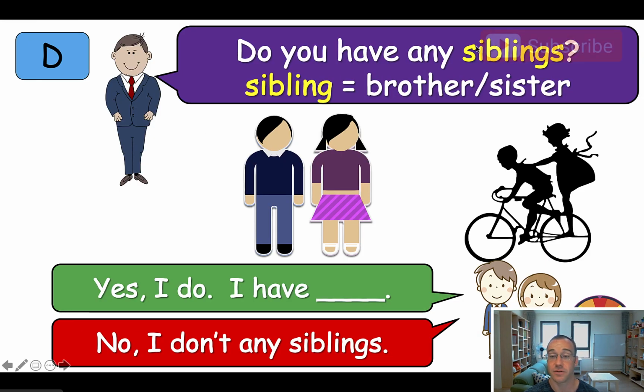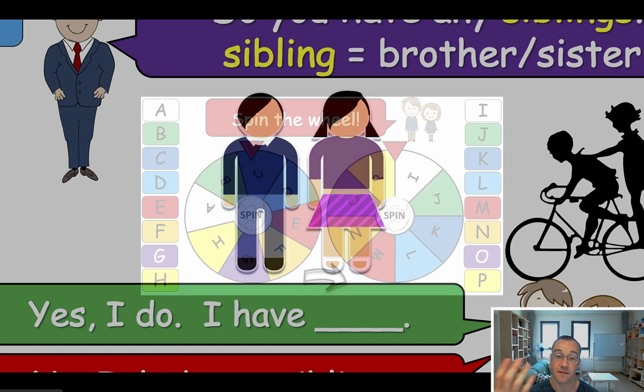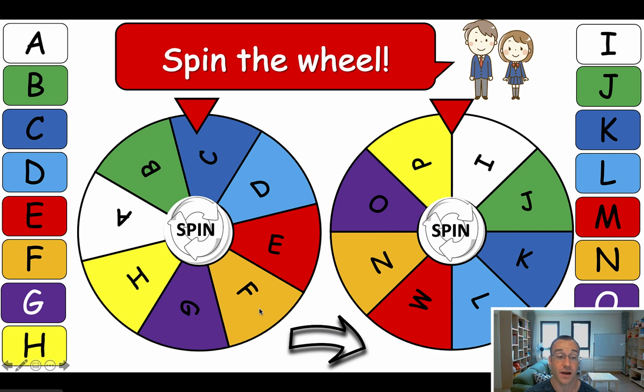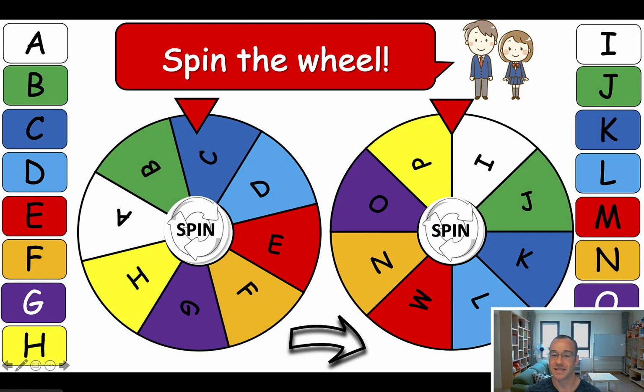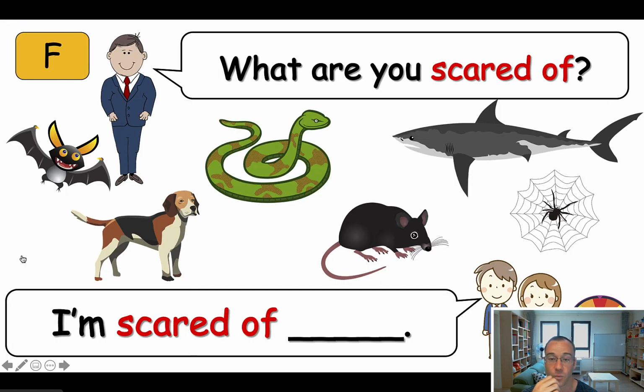D, do you have any siblings? A sibling means a brother or sister. Yes, I do. No, I don't have any siblings. Again, this is something that came up in my 2 truths, 1 lie with my sister. E, do you have any pets? Yes, I do. I have a cat, mouse, whatever. Very simple. And honestly, even grade 6, they want to tell you about their animals. They want to talk about themselves. F, what are you scared of? I'm scared of snakes.